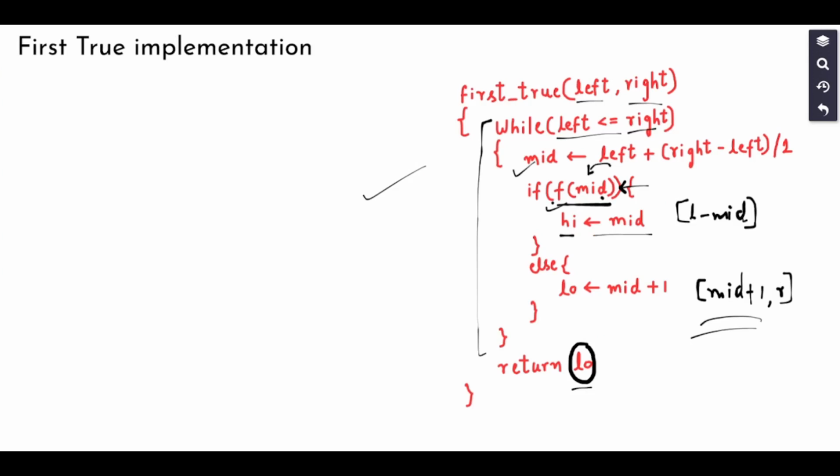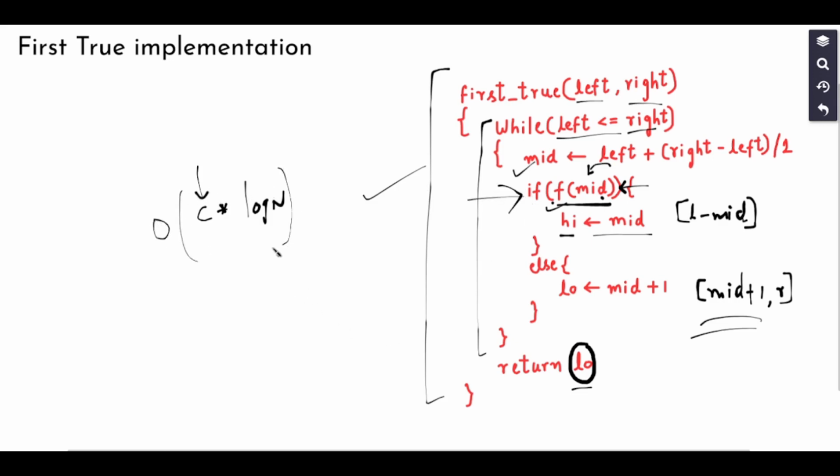The time and space complexity stays the same for performing this binary search, while let's call it C. So what is this C? This is the complexity for this boolean function. So the overall time complexity for the first true and last true function is big O of C multiplied by log n. This is the overall time complexity. Fine.